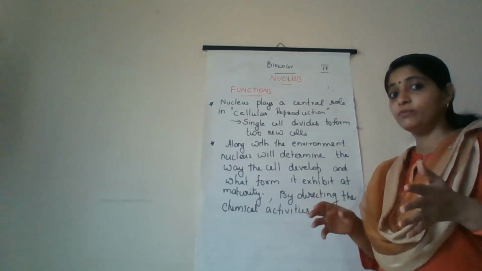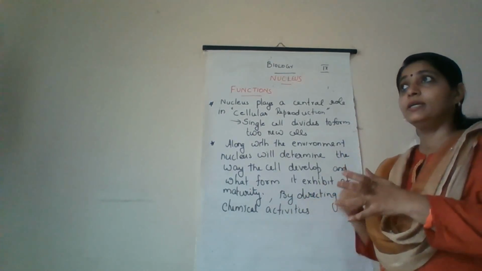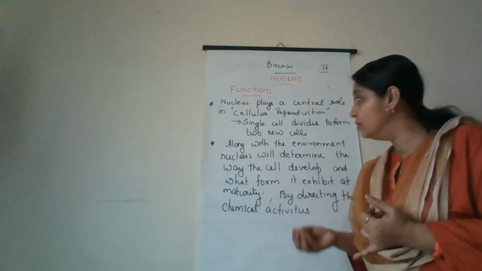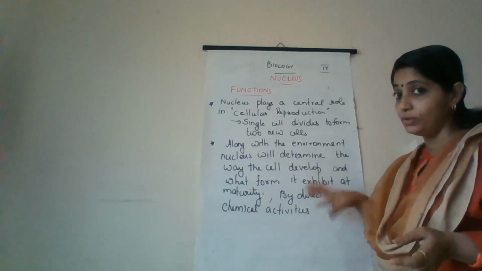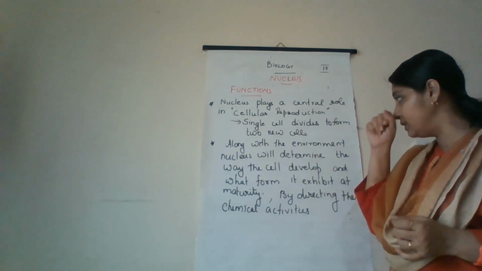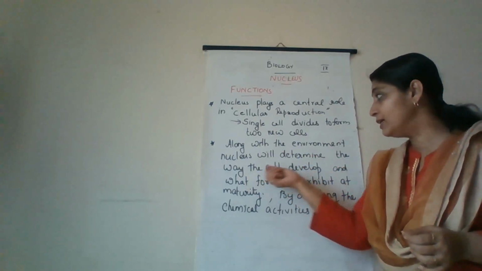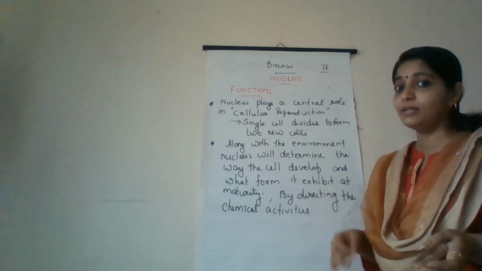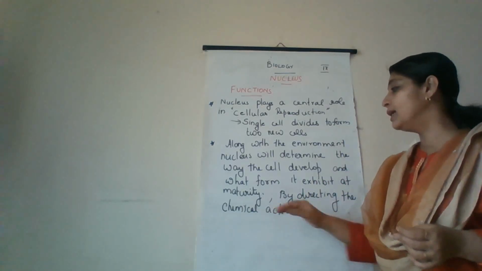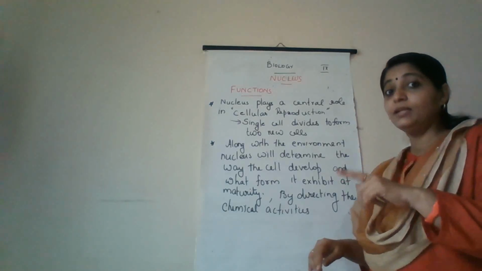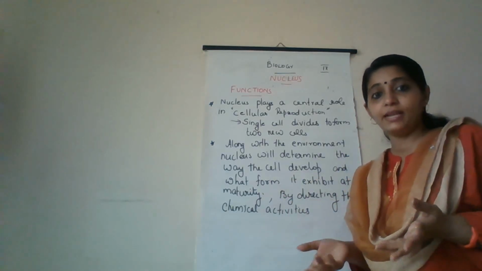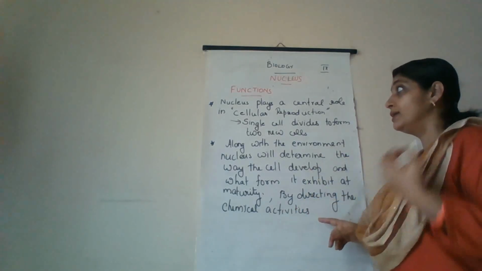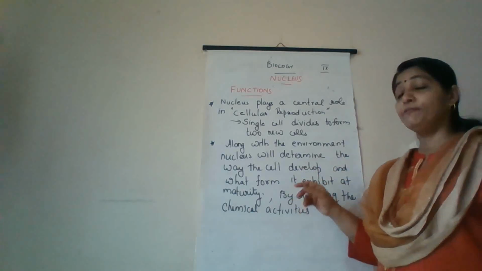Once a cell is formed, it has to mature and attain its particular function. That will be controlled by the nucleus of the cell. So along with the environment, the nucleus will determine the way the cell develops and what form it exhibits at maturity by controlling the chemical activities of the cell. It helps to control the chemical activities of the cell, thereby determining the form of the cell, and what function it has to do will be determined by the nucleus. So these are the main functions of nucleus.